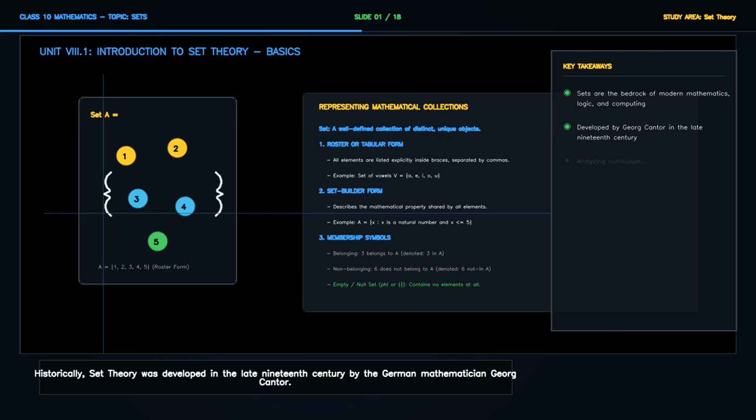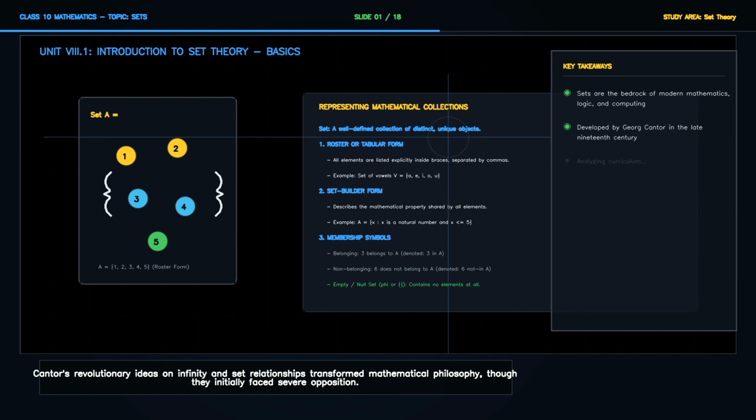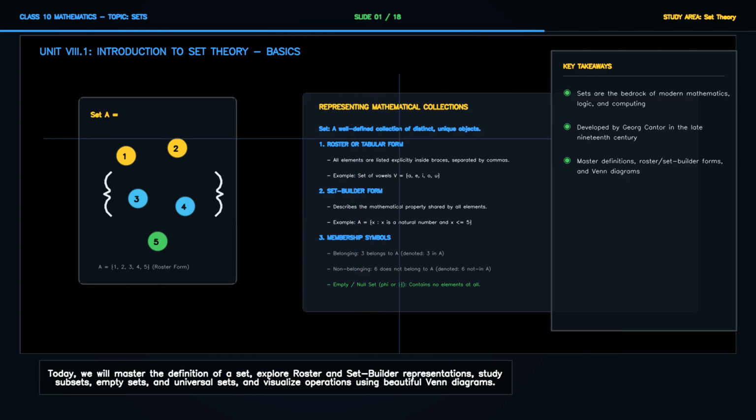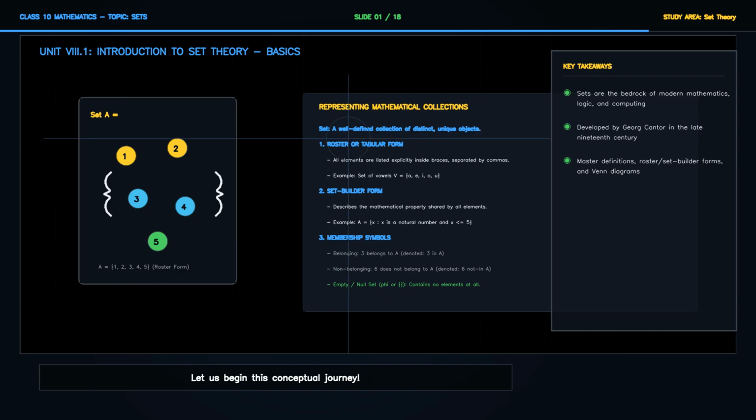Historically, set theory was developed in the late 19th century by the German mathematician Georg Cantor. Cantor's revolutionary ideas on infinity and set relationships transformed mathematical philosophy, though they initially faced severe opposition. Today, we will master the definition of a set, explore roster and set builder representations, study subsets, empty sets, and universal sets, and visualize operations using beautiful Venn diagrams. Let us begin this conceptual journey.